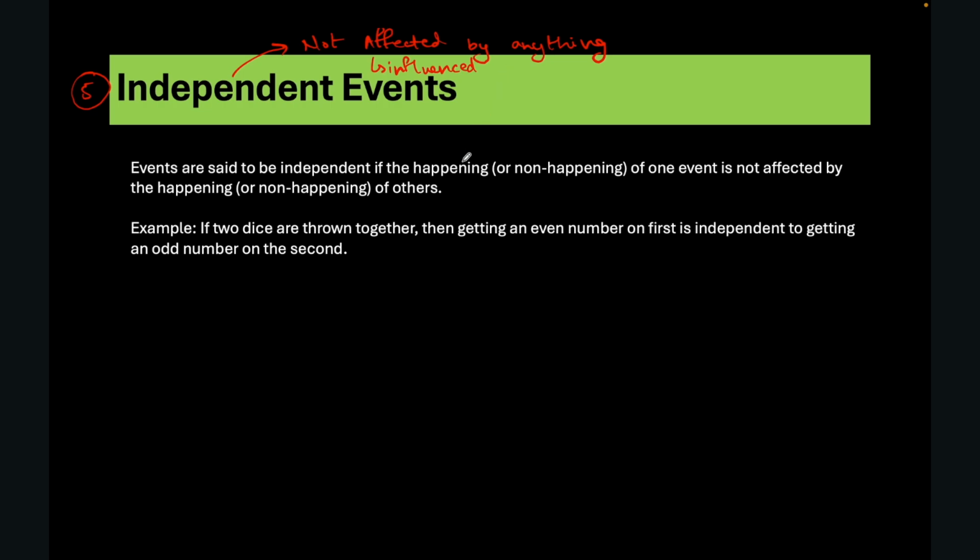Before I get to the example, let's look at the definition. Events are said to be independent if the happening of one event is not affected by others, right? That's exactly what I said. Let's say there are 3 events that have happened: event A, B, and C. Let's say event A, something has happened; event B, something has happened; and event C, we don't know what's going to happen. But we're told that each event is independent, so we know that what's happened in A and B won't be reflected on C.